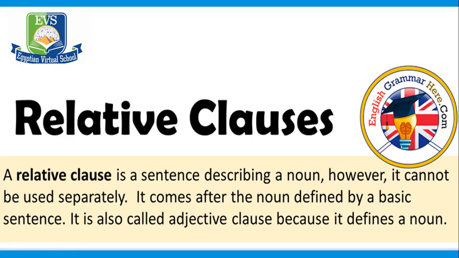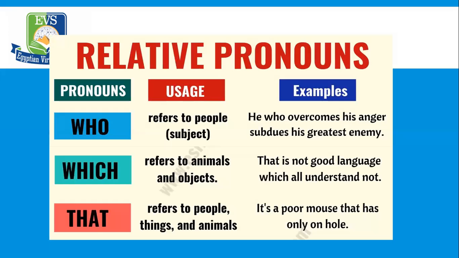It's also called adjective clause because it defines or describes a noun as an adjective. Let's check some examples. We have different kinds of relative pronouns like who, which, or that, also where and whose or whom. But we're dealing in this session with only three relative pronouns, which are who, which, and that. Let's check the first one, who.